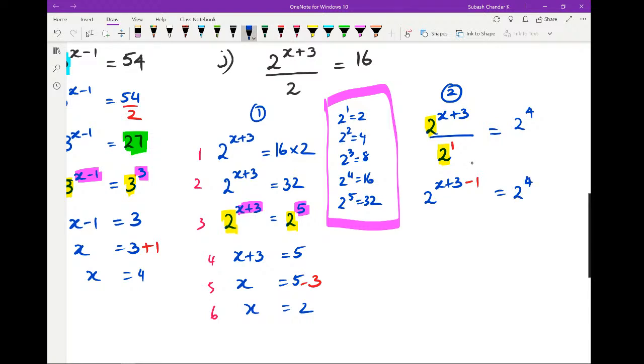So what you're going to end up with is 2 to the power of x plus 2 equals 2 to the power of 4. And then here you can see that the two bases are the same, so the powers are equal. You're going to get x plus 2 equals 4, and x is equal to 4 take away 2, which means x is equal to 2. So it's just another way of doing it.